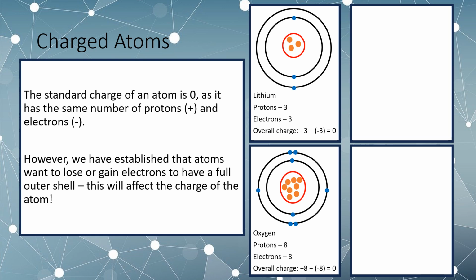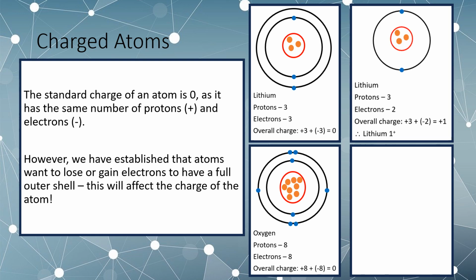So, if we were to redraw lithium, we now have lithium with 3 protons and 2 electrons, because its outer shell is full, which means its overall charge is positive 3 plus negative 2 from the 2 electrons, so its overall charge is plus 1, or 1 plus. Therefore, we call that lithium 1 plus, as we indicate its overall charge based on the number of protons and electrons present.